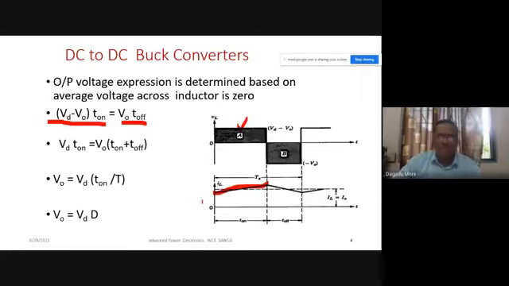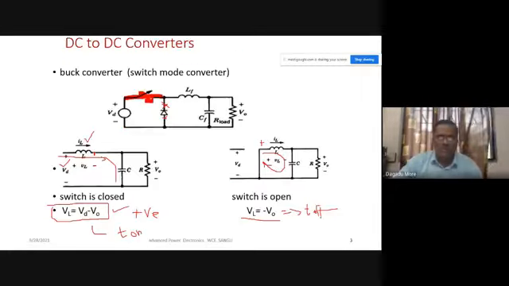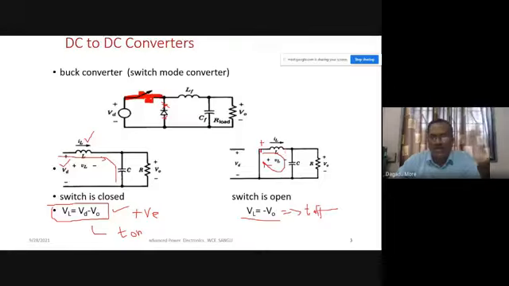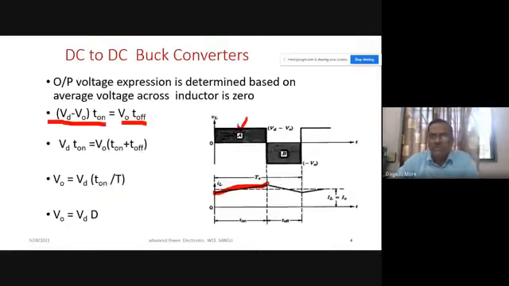And when the switch becomes off, the current freewheels through this inductor and goes on decreasing. Again the switch is on, and the current goes on increasing. This we have shown for continuous conduction. What is meant by continuous conduction? Our inductor current is continuous.